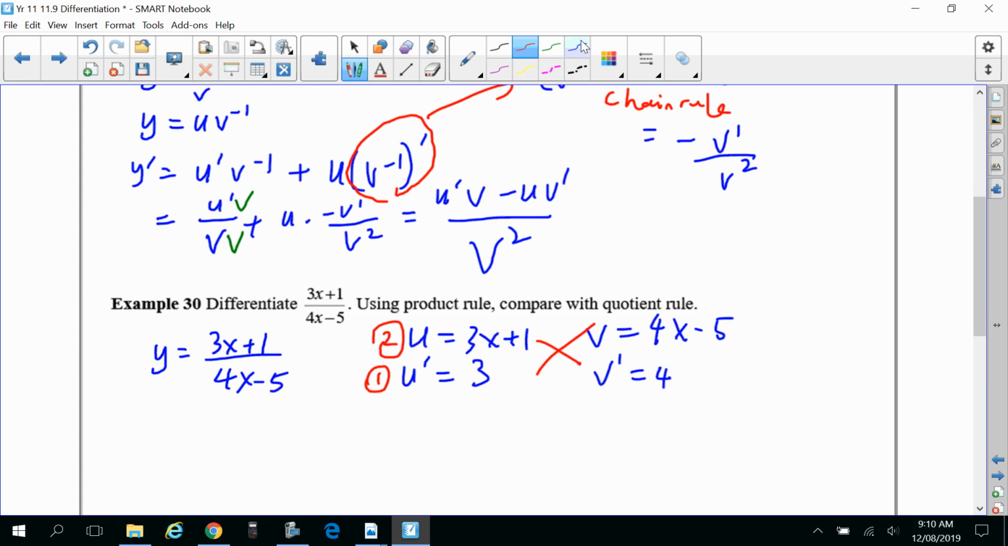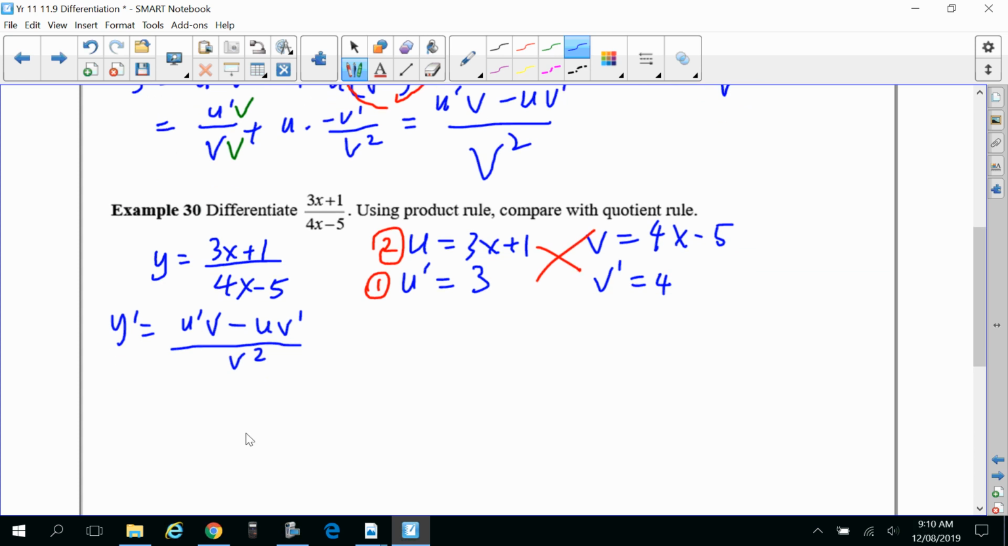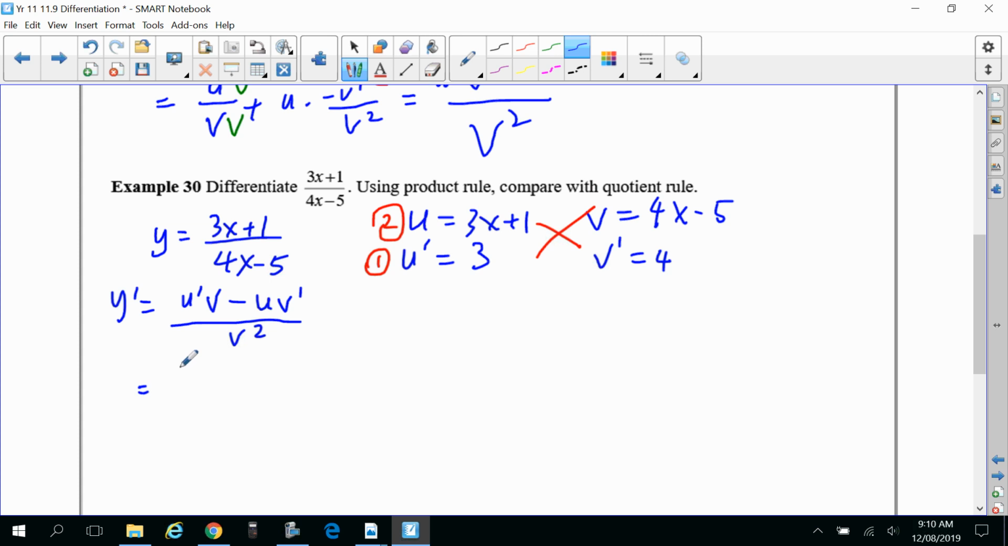Let's try that. Let's write it down. At the first stage, because you've just started to learn it, I will write down the formula first. That's your first step. And then substitute. Quotient rule: u dash v, so u dash is 3 times v, 4x minus 5, minus u, 3x plus 1, times 4, over v squared, where v squared is (4x - 5) squared.